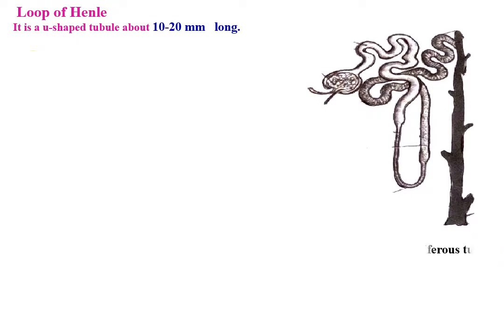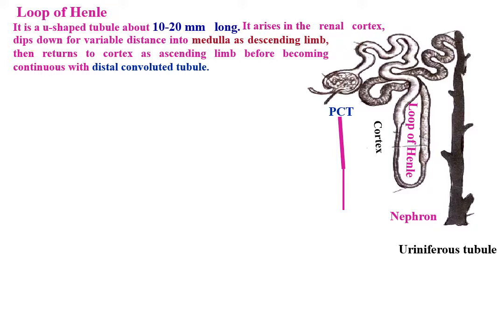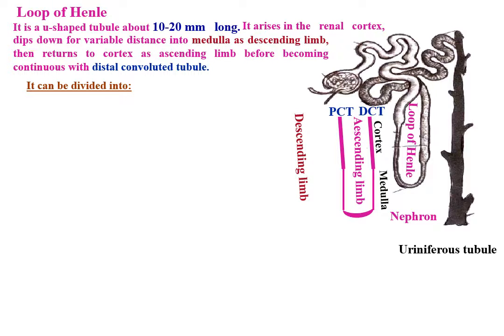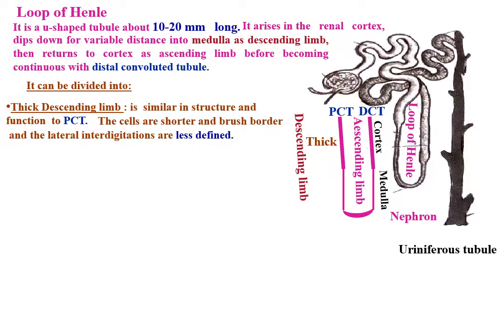Loop of Henle. It is a U-shaped tubule about 10 to 20 millimeter long. It arises in the renal cortex, dips down for a variable distance into the medulla as descending limb, then returns to the cortex as the ascending limb, before becoming continuous with the distal convoluted tubule. It can be divided into thick descending limb, similar in structure and function to proximal convoluted tubule, but the cells are shorter and the brush border and the lateral interdigitations are less defined.